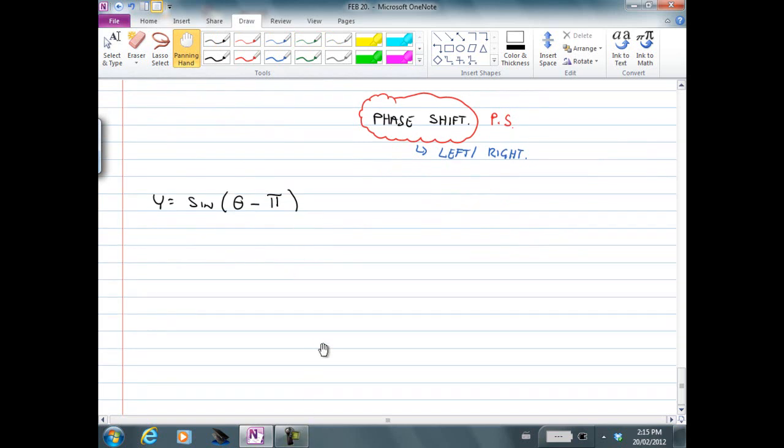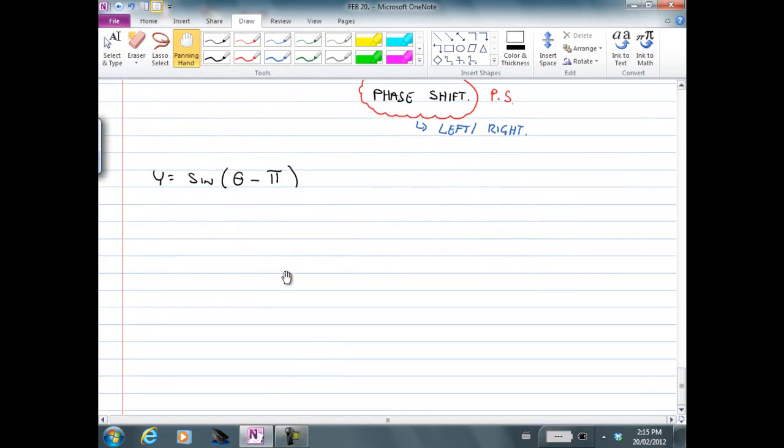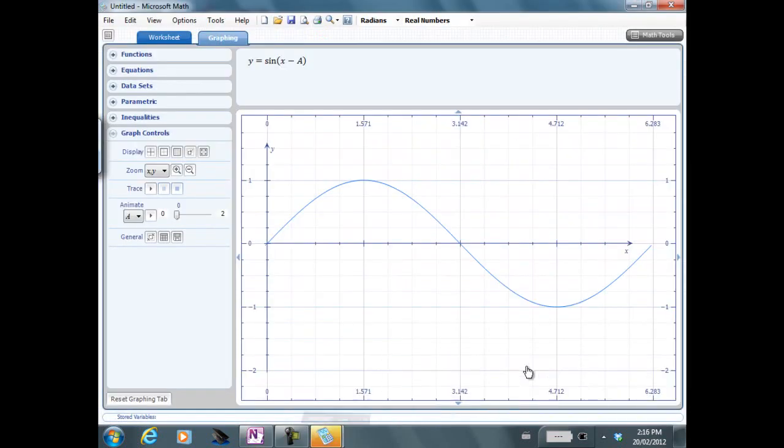So I'm going to pause it and load up some graphs, and you're going to see how minus pi works. Here I have a graph of sine x. I go y equals sine of x minus a. Look what happens when you change a from 0 to 2. Oh, it's moving. Which way is it moving? That's the key. To the right. This minus is what does it.